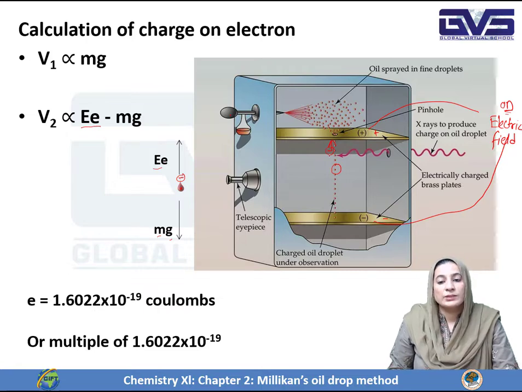So the minimum charge this droplet picked up, one minimum charge, was due to one electron. That was 1.602 × 10^-19 coulomb. If it picks up two electrons, then its charge becomes double. So by adjusting the electric field, Millikan determined the charge on the electron. The minimum charge was 1.602 × 10^-19 coulombs.